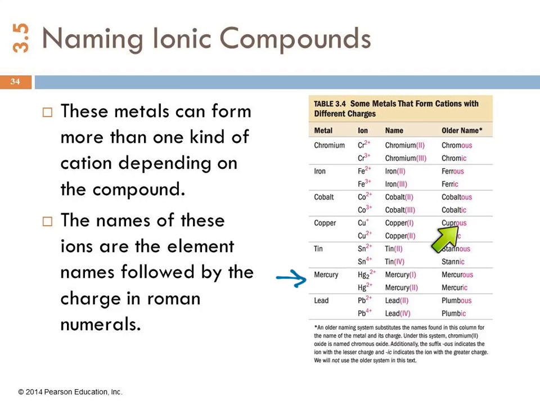This is an older system of naming that you'll occasionally see. I find it very annoying. This is the current system that everybody uses. You have to learn this one. That one, you'll still find things labeled that way. They use -ic and -ous for the higher and lower charge, but it doesn't specify what it is. And so I will avoid that older system because I don't like it.